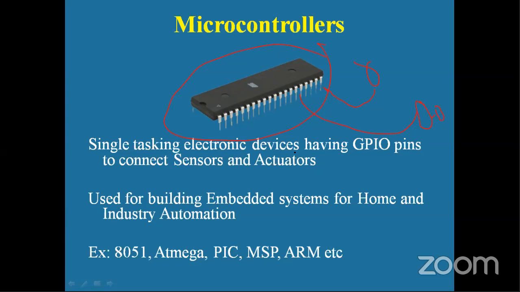Single tasking electronic device having GPIO pins to connect sensors and actuators. Next, it is used for developing embedded systems for home and industry automation. We use this microcontroller to develop automation in industry. I will give you some case studies where we have used microcontrollers to develop automation in cashew industries.